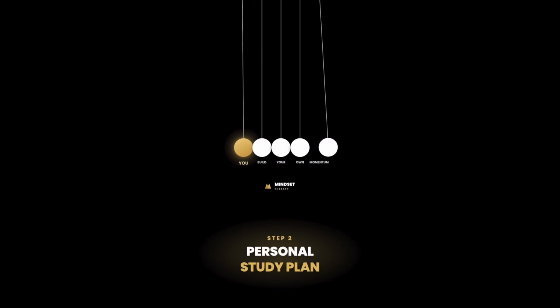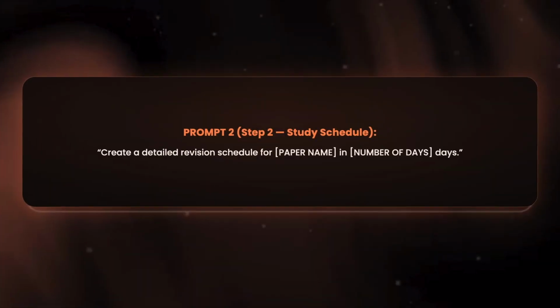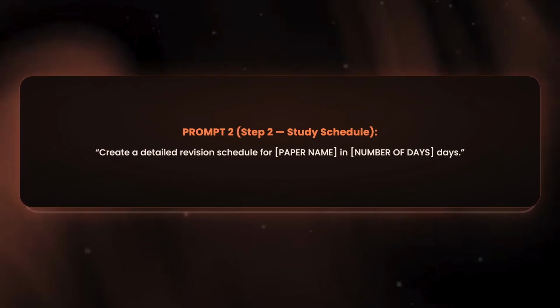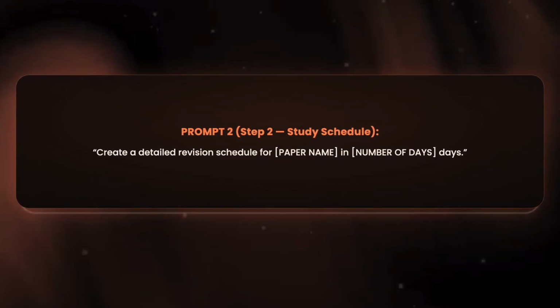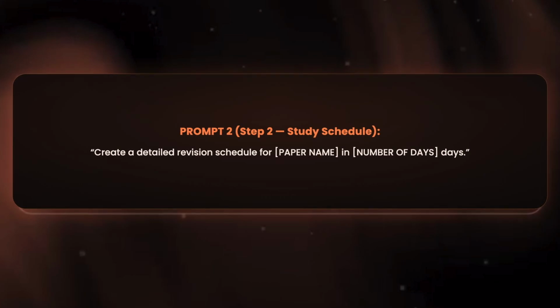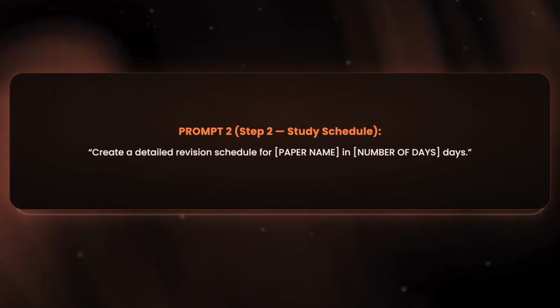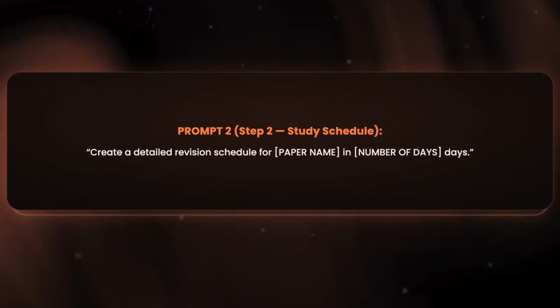Step 2 is where you create your personal study plan. This is not a generic 10 days plan. This is built for your paper. Here's the prompt. Create a detailed revision schedule for the paper name should be included in number of days. The schedule should break down by topic from step 1. Assign 2 to 3 topics per day. Include 2 practice questions daily. Have a review or mock 2 days before exam. And show what to study each day.